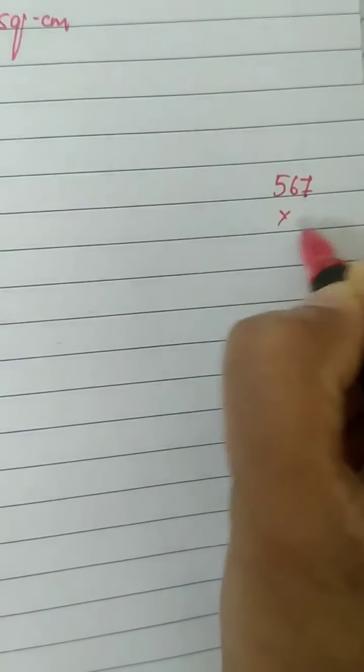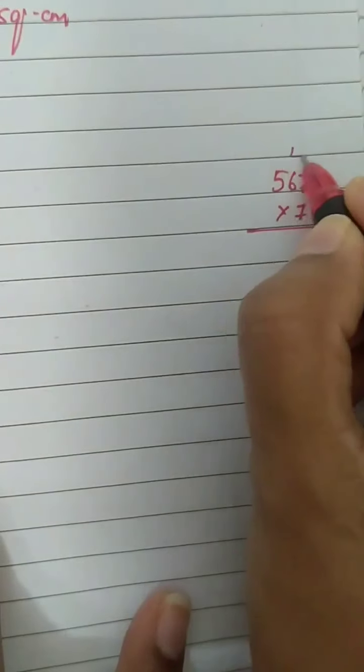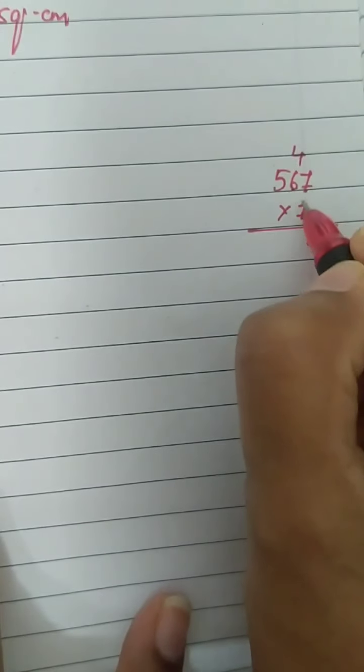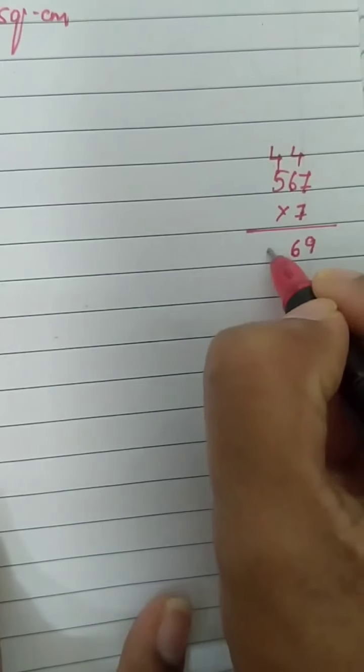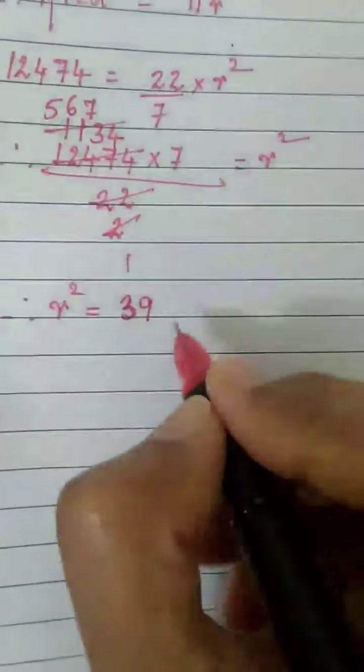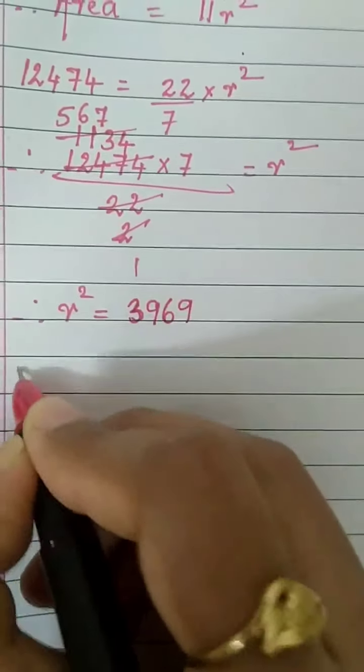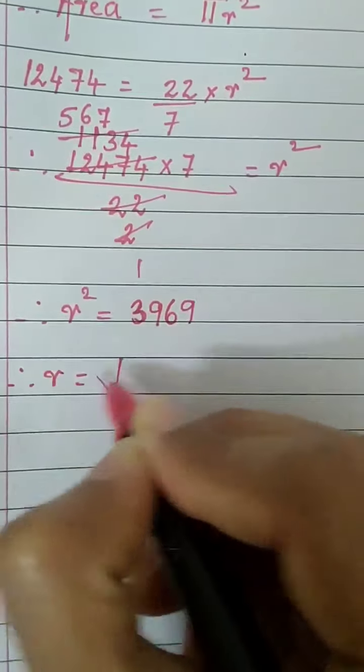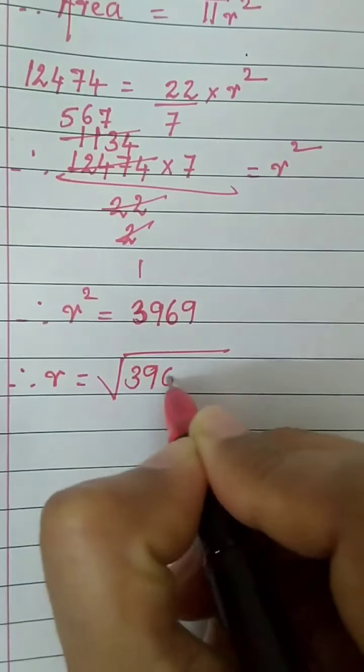567 into 7 is 7 7's are 49, carry 4. 7 6's are 42, 42 plus 4 is 46, carry 4. 7 5's are 35, 35 plus 4 is 39. 3969 we got. So what will be our root of 3969?